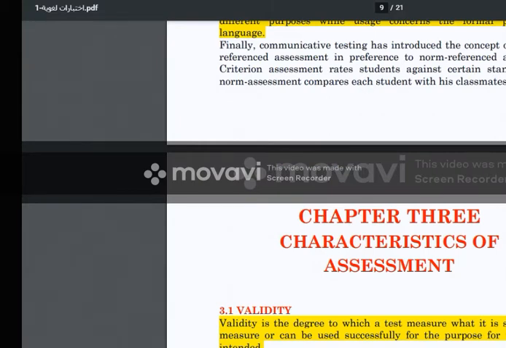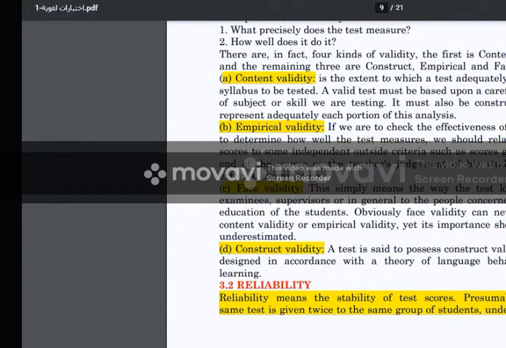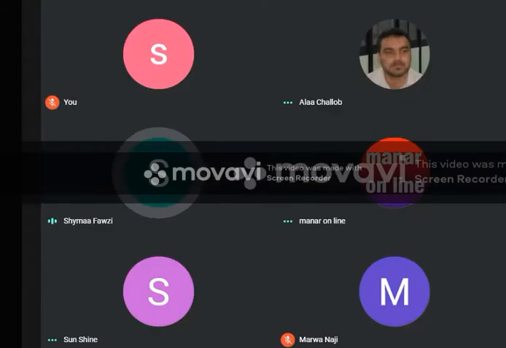Excuse me, doctor. As an example of an integrative test, I think dictation, which involves testing listening, comprehension, spelling, and also requires knowledge of grammar and vocabulary, I think.